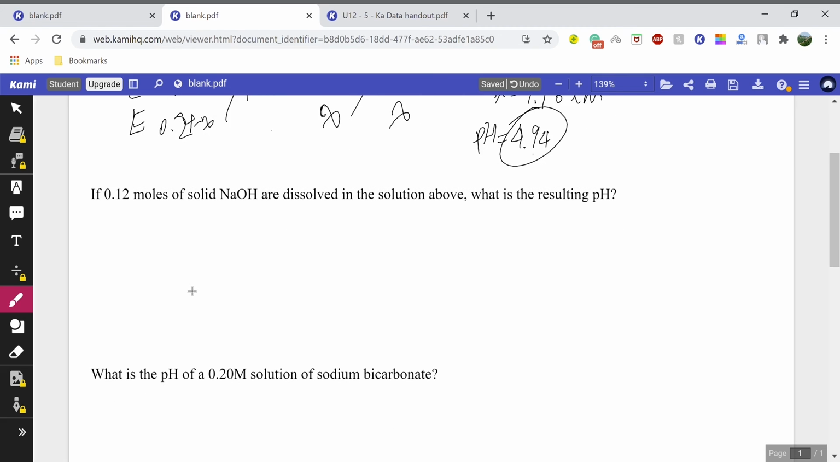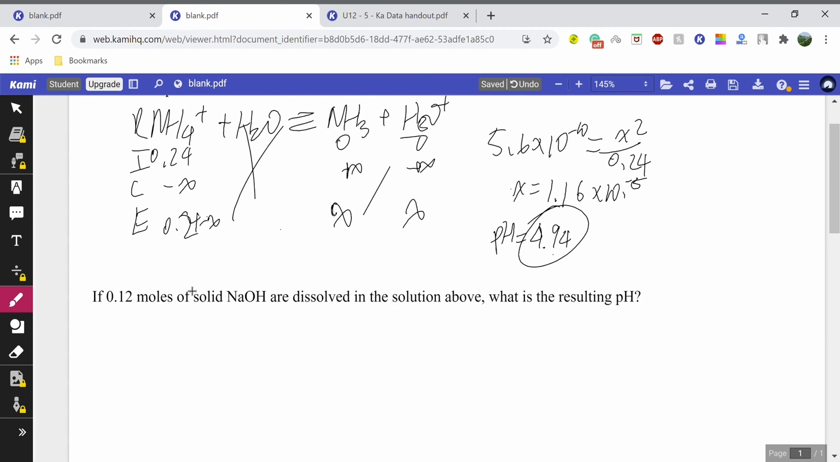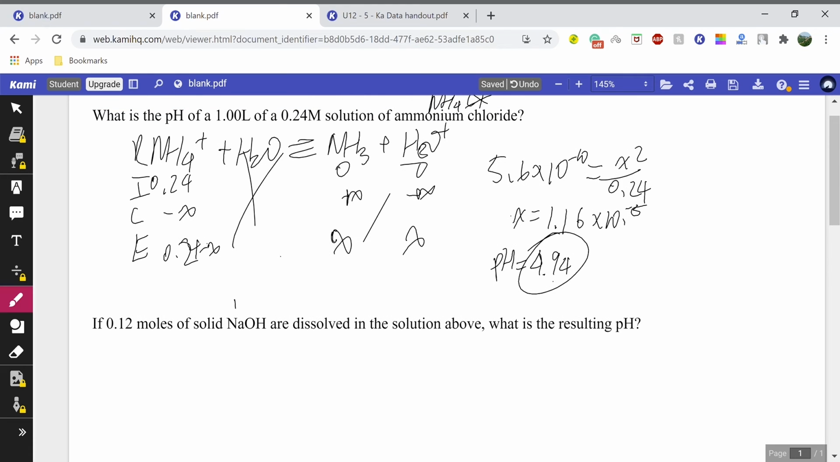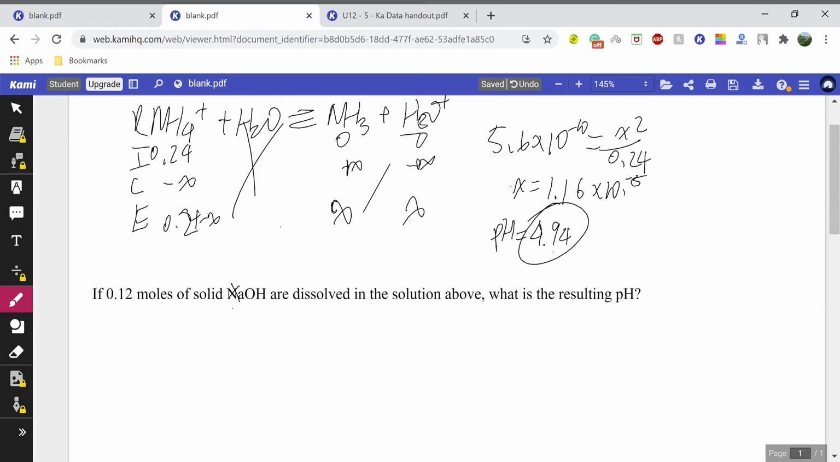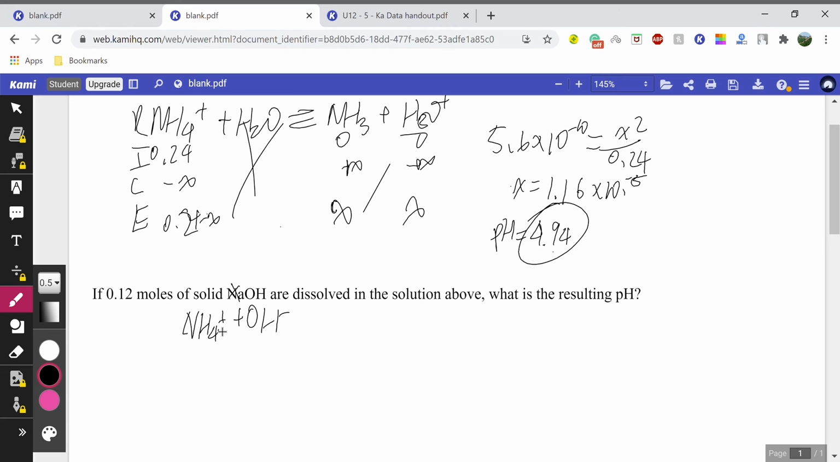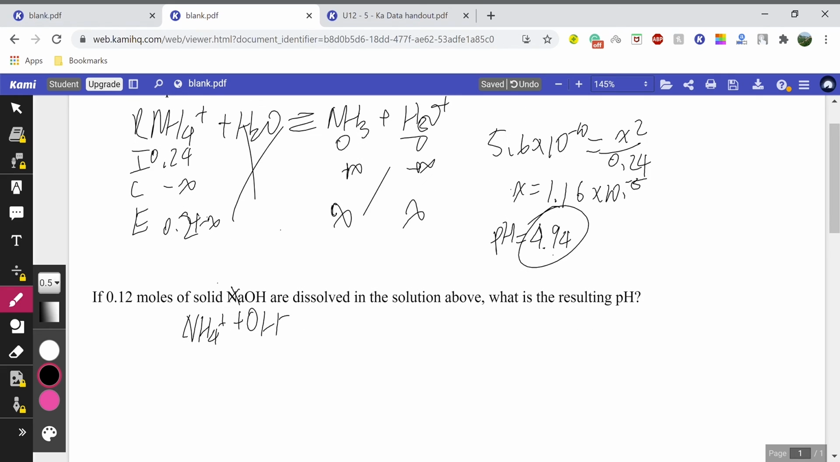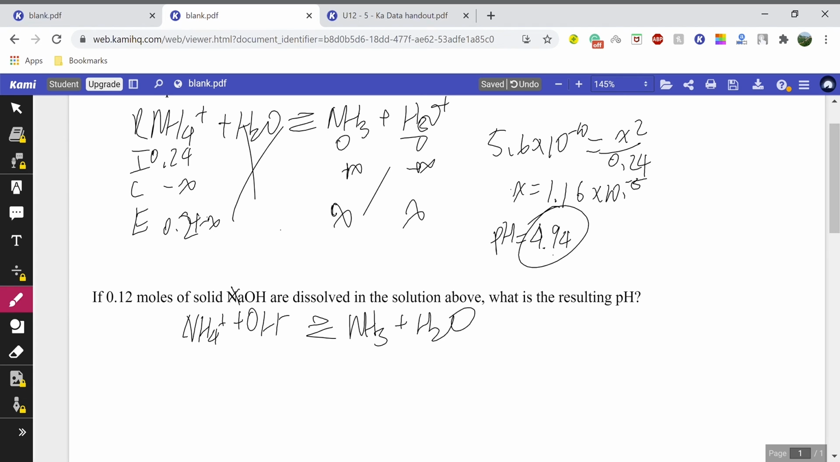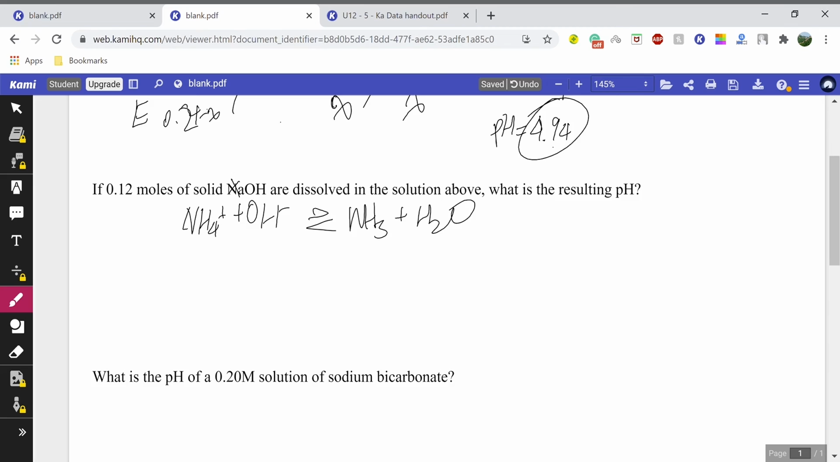Next, if 0.12 moles of solid NaOH is dissolved, NaOH is a strong base, so Na plus is going to be a weak conjugate acid, so Na will be a spectator ion. Now we'll only be adding OH. So let's see, our previous solution we have NH4 plus plus OH minus. We're adding NaOH to our solution of ammonium chloride, which forms NH3 plus H2O.